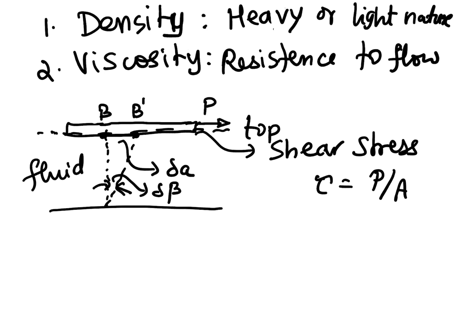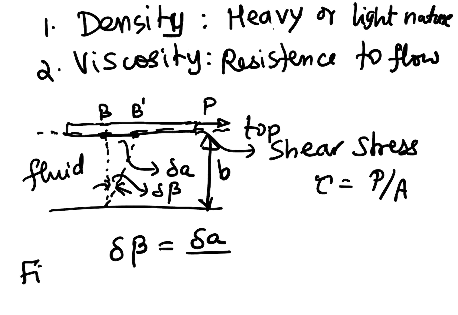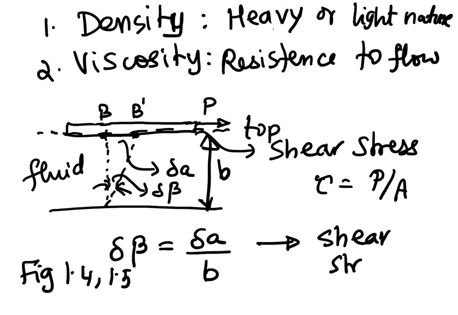Okay, now you can do some simple geometric arguments and argue that the change in angle is equal to the distance moved by the top plate, delta A, divided by the width of the whole cross section B. Okay, this is depicted in figure 1.4 and 5. Okay, delta A divided by B. This would be the strain, or this would be the shear strain.